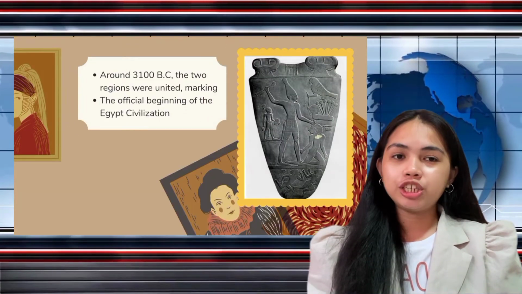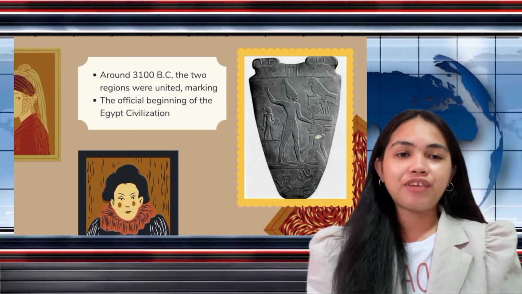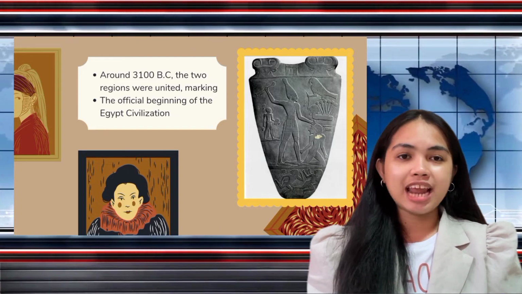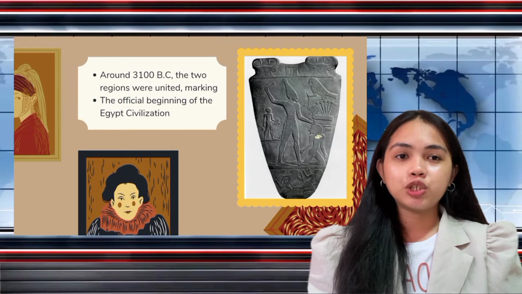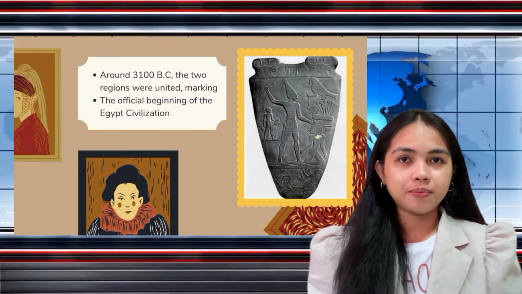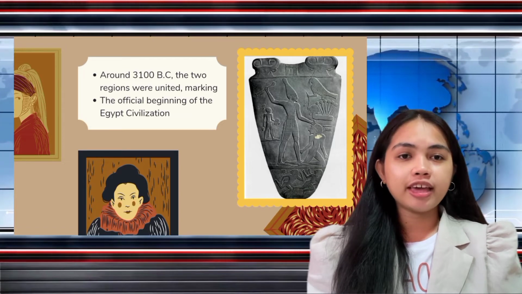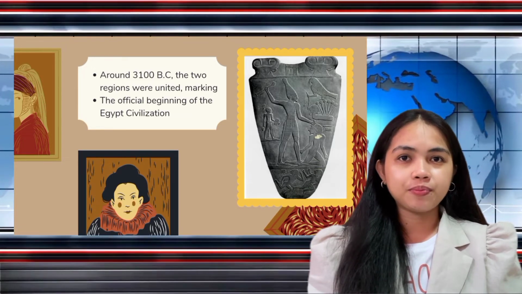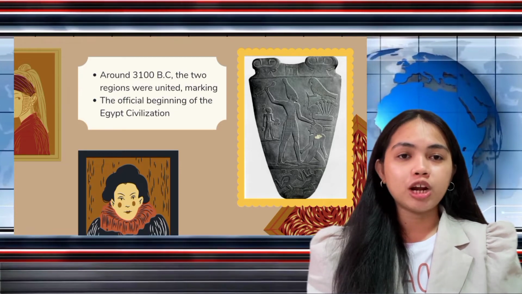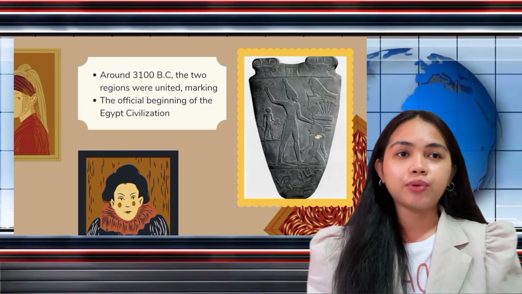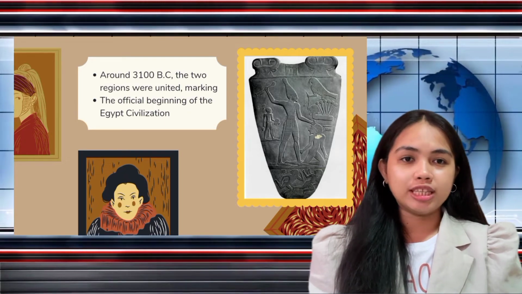However, around 3100 BC, about 5,000 years ago, a king named Narmer, who can be seen in our presentation, united the two kingdoms, creating an empire that would last for millennia. Thus, this unification marked the official beginning of Egypt as a civilization. The unification of Upper and Lower Egypt also gave Egypt full control of the entire Nile River, and that was a key to its power.